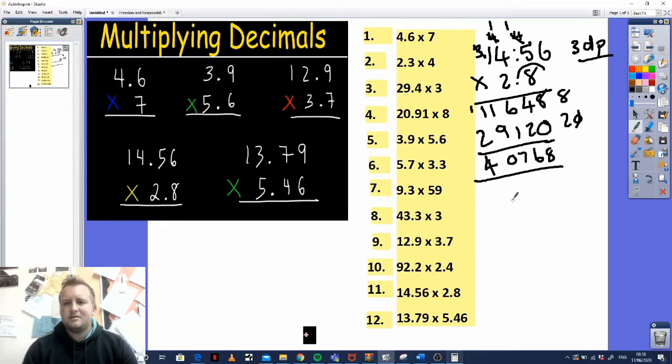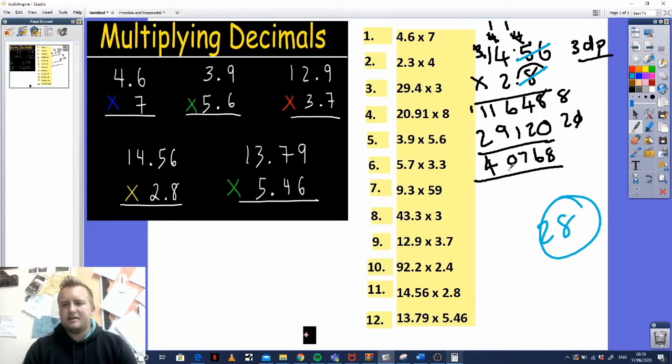Again, estimate. Get rid of the decimal amounts. 14 times 2 is 28. It's not going to be 40,000. So I need to get rid of 3 decimal places. I need to move 3 decimal places from the right hand side to the left.